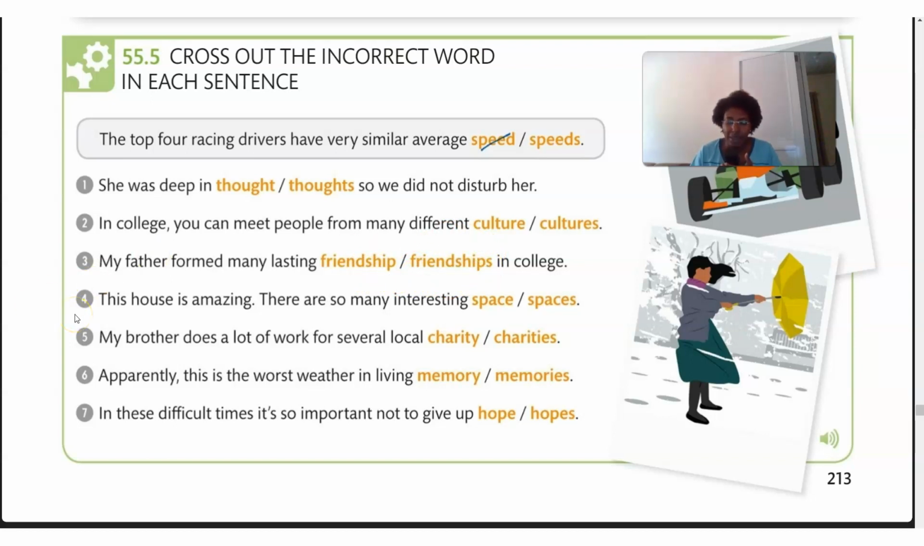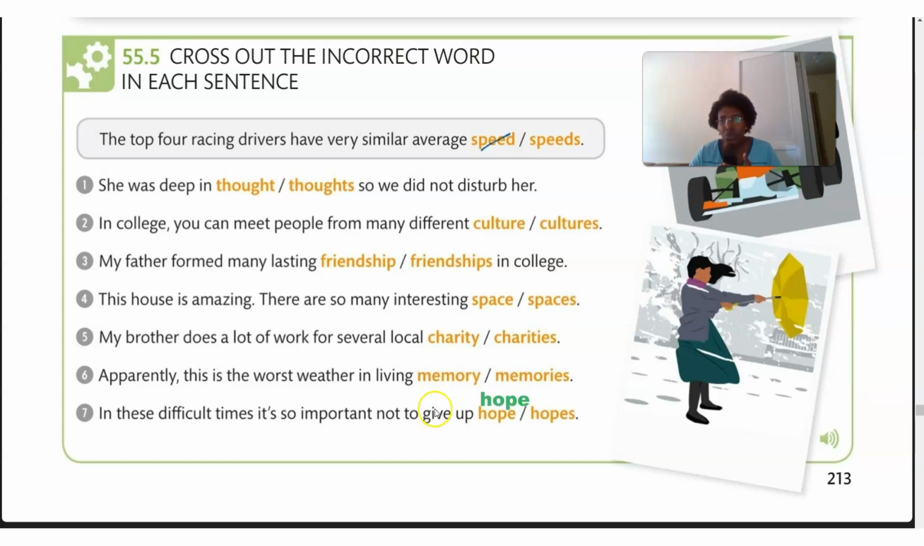Number 4, the house is amazing. There are so many interesting spaces. Number 5, my brother does a lot of work for several local charities. Number 6, apparently this is the worst weather in living memory. In these difficult times, it's so important not to give up hope.